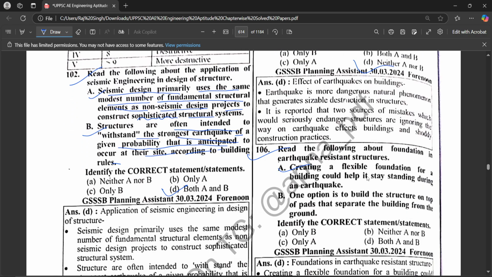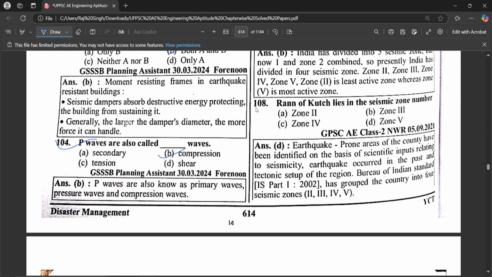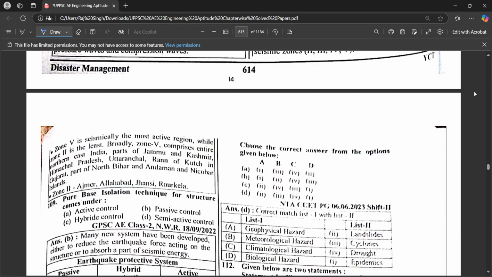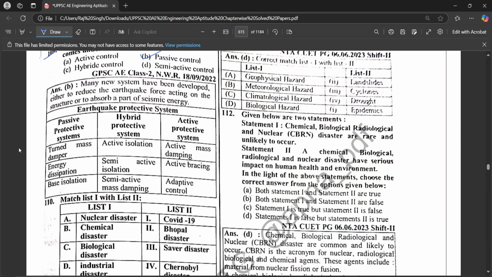Creating a flexible foundation for a building could help it stay standing during an earthquake. One option is to build the structure on top of a pad that separates the building from the ground. Hence, both statements A and B are correct. The number of seismic zones in which the country is divided is 5. Rann of Kutch lies in seismic zone number 5. Pure base isolation techniques for structures come under passive control.